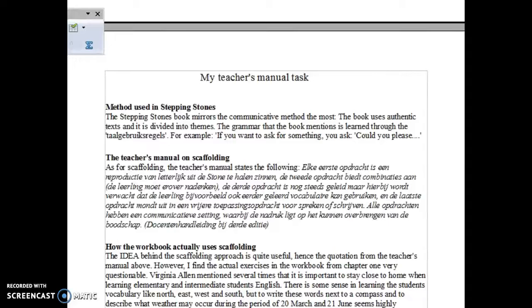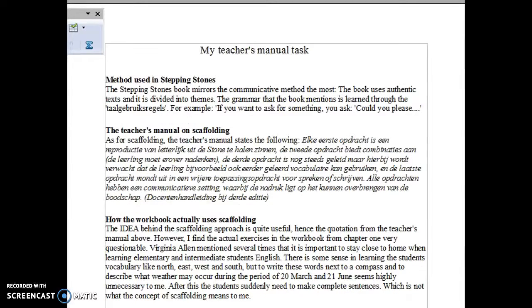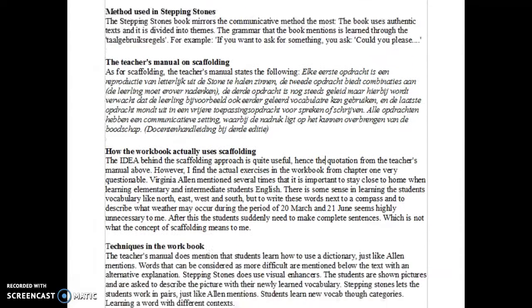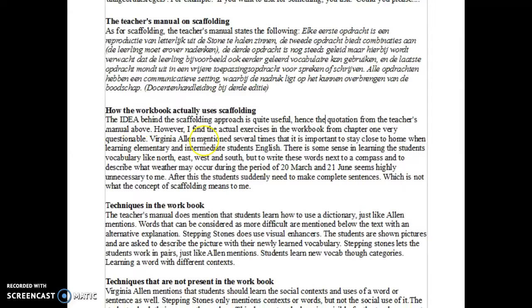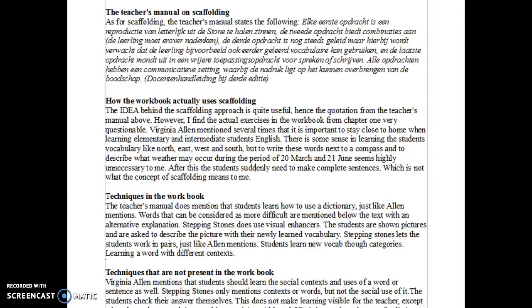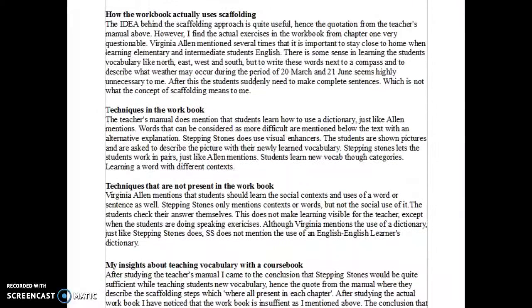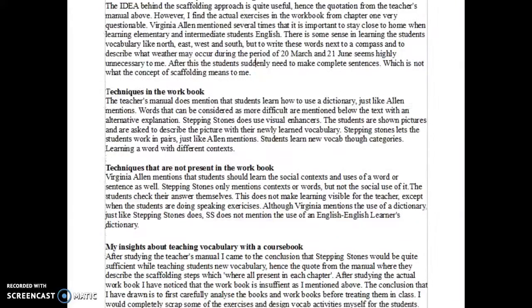I analyzed the course book Stepping Stones and its teacher's manual, and what I noticed was that the teacher's manual actually does mention the scaffolding steps, as shown over here. The true problem is that when you come to analyze the textbook or the workbook, the idea of scaffolding really doesn't mirror in the actual workbook, because they do mention an exercise where the students had to fill in a compass with these directions in it, and suddenly later on they had to make full sentences about the weather, which really doesn't quite grasp the concept of scaffolding to me.